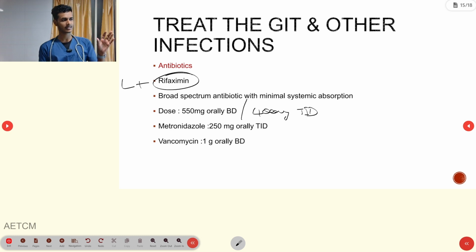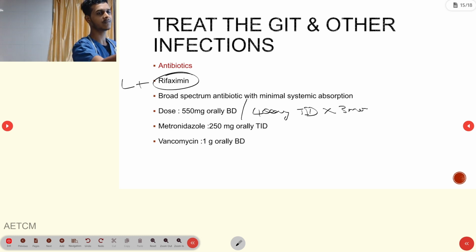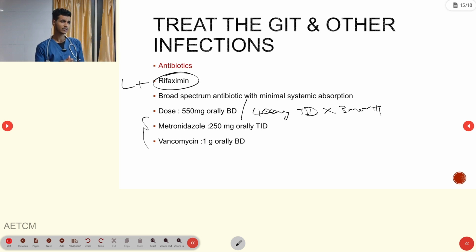Rifaximin, as we said, is a broad spectrum antibiotic. We can go with either the BD dose or the TID dose. They will continue this for up to 3 months. After that, if they want, they will stop, or based on the condition they will continue, but the course is 3 months. One more additional drug to add on, we have metronidazole and then vancomycin also, for gastrointestinal infection.